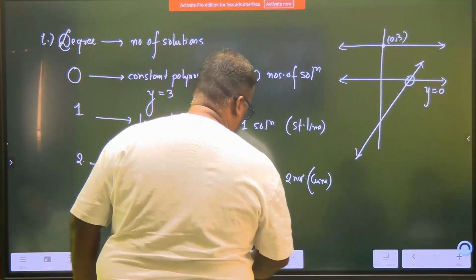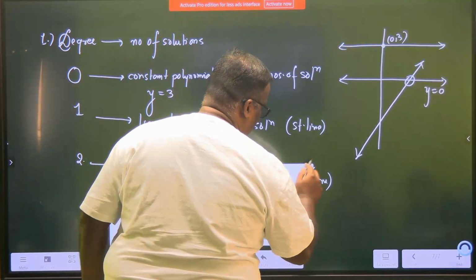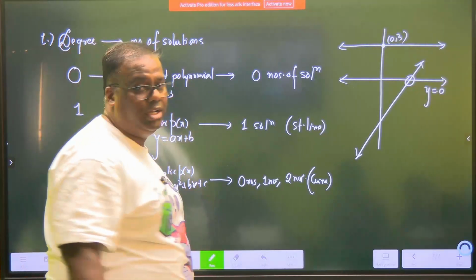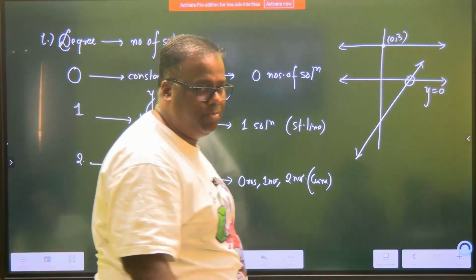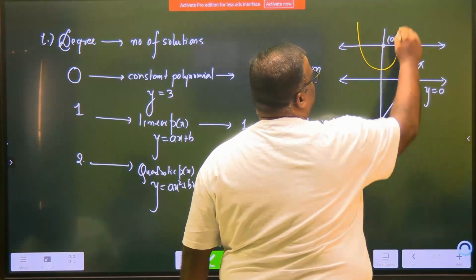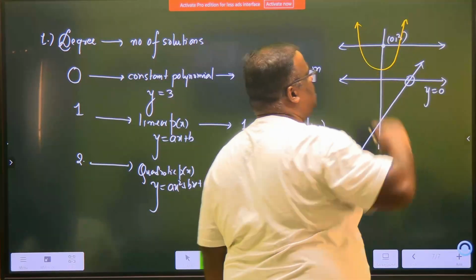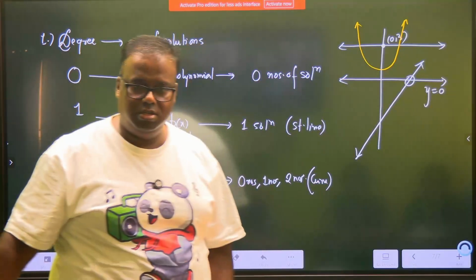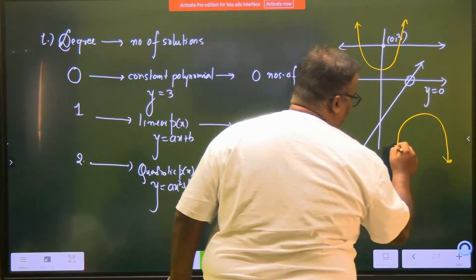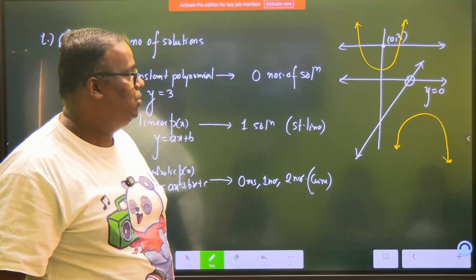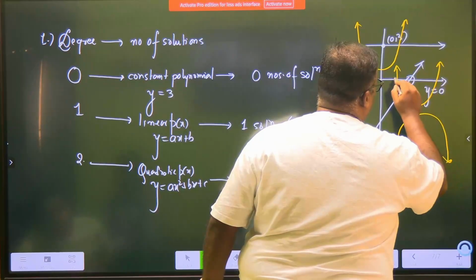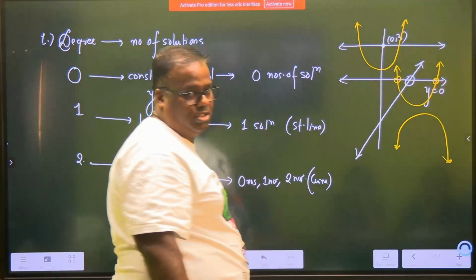Sir, can you show how these 3 scenarios may appear? Why not? I'll show you. Look. Quadratic curve. Okay? Your curve can be something like this. Is it touching the x-axis? No solution. Your curve can be something like this also. Is it touching the x-axis? No. Your curve can be like this. Is it touching the x-axis? Yes, sir, at 2 points, 2 solutions.